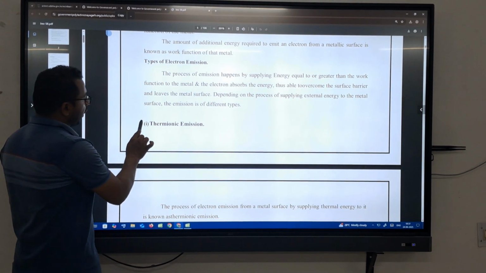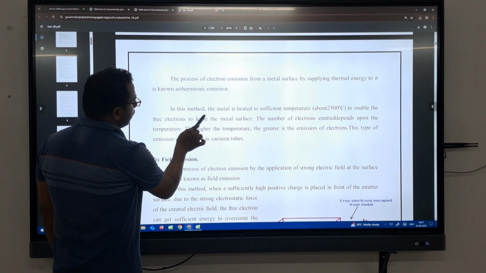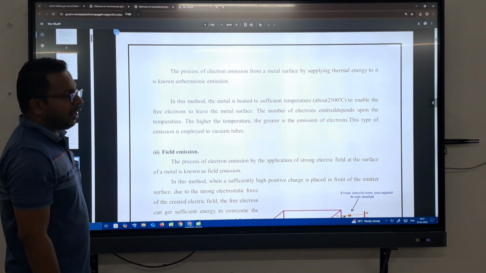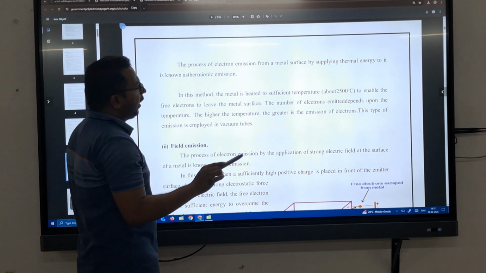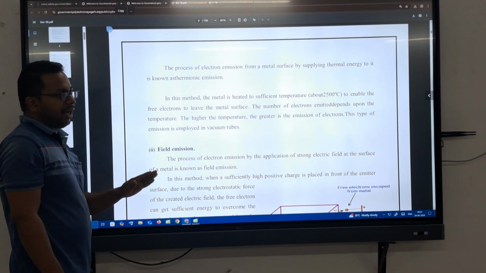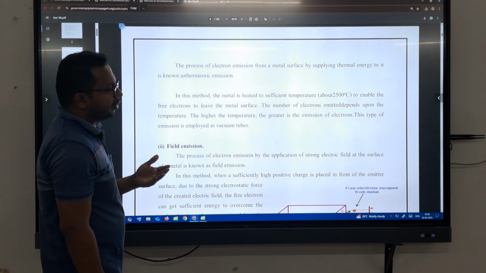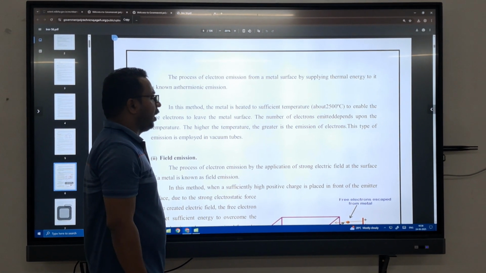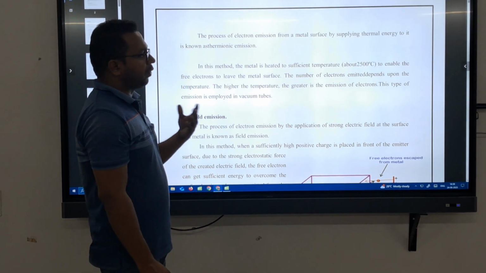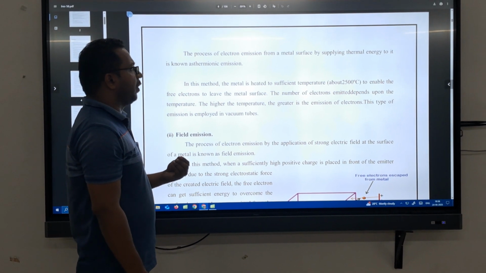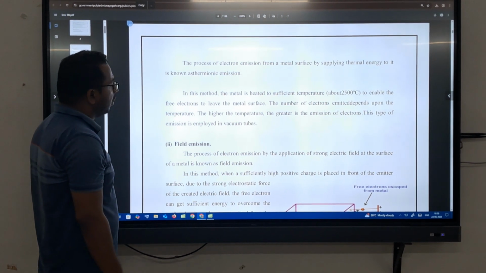So first we will study thermionic emission. In thermionic emission, the metal will be heated. That means we will supply heat energy to the metal, and when the metal receives the heat energy, the electrons will start emitting from the metal surface. That is known as thermionic emission. We are supplying energy externally, and when the electrons get energy from the thermal energy, they will escape from the metal surface.